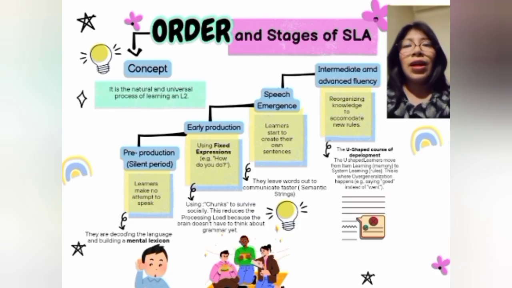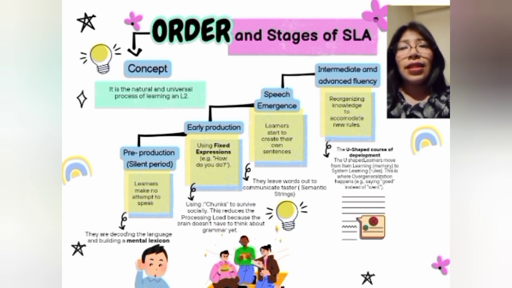The third one, stage three, is the speech emergence, and this is where we start creative construction. We stop repeating and start inventing our own sentences. We use semantic strings, focusing on the meaning even if the grammar is simple, like saying "me no blue." It is like a sentence, but it is our first original speech.